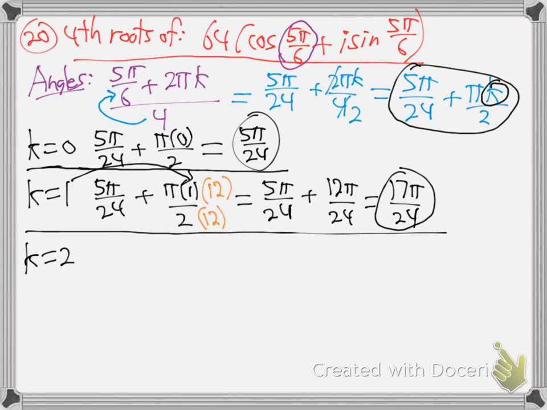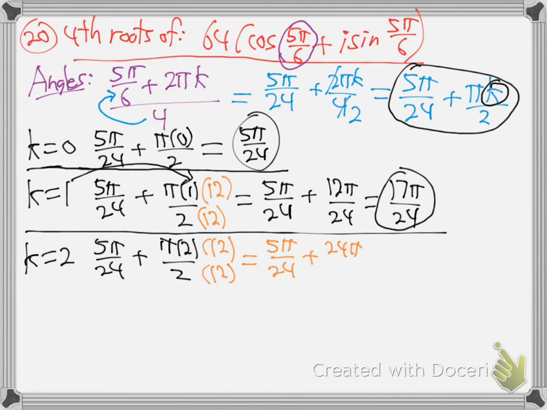Okay. So k equals 2. So 5 pi over 24 plus pi times 2 over 2. Is everybody good there? See what I'm doing there? Now, what do you got to do to get common denominator? Same thing again, top and bottom by 12, huh? And so we get 5 pi over 24 plus what? 24 pi over 24, which is 29 pi over 24, our third angle.